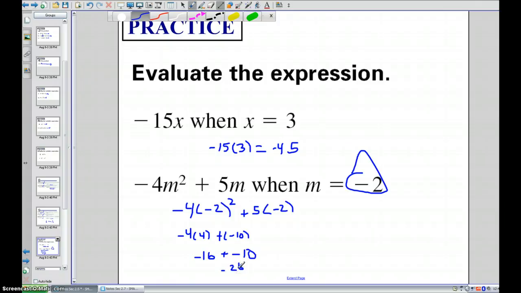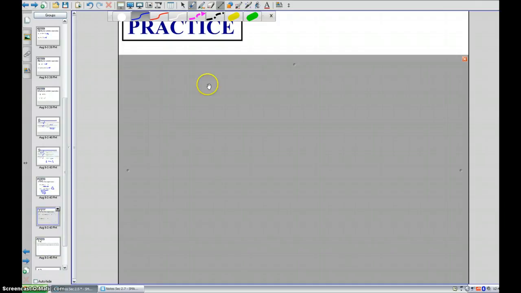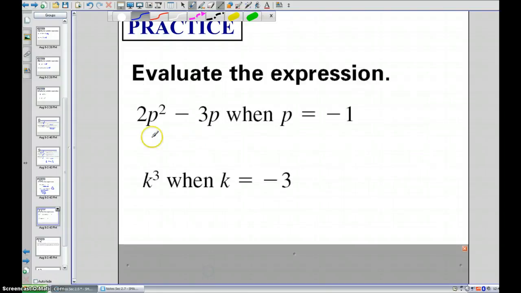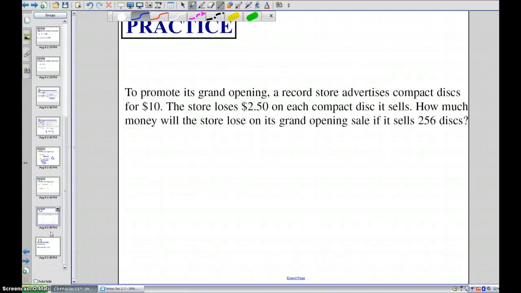Perfect. Well, I have some other practice problems on here for you to do if you'd like. We have a couple here looking at the property of opposites right here too, and then plugging in another number where the base is going to be a negative number. Also another word problem that you can kind of take a look at here for your homework, and then we can talk about that tomorrow.